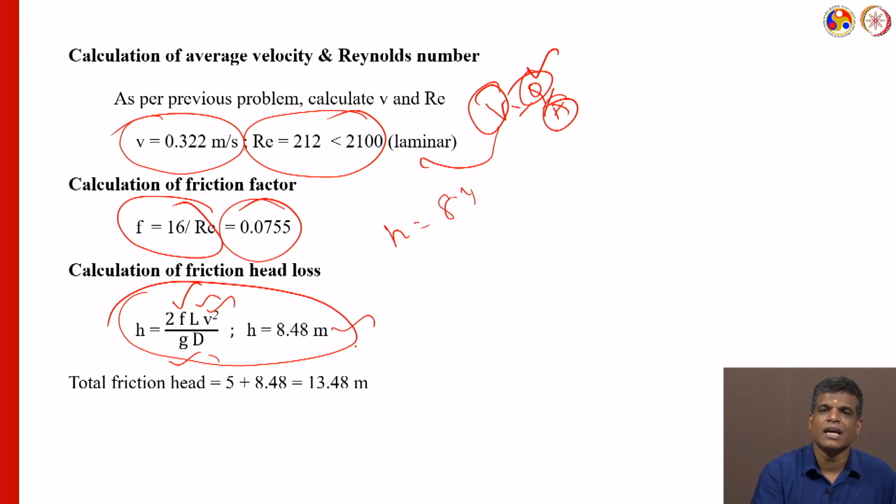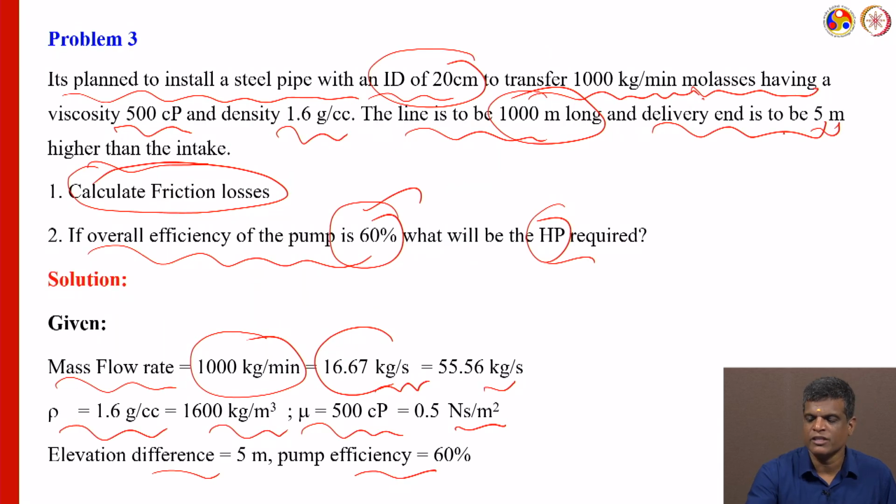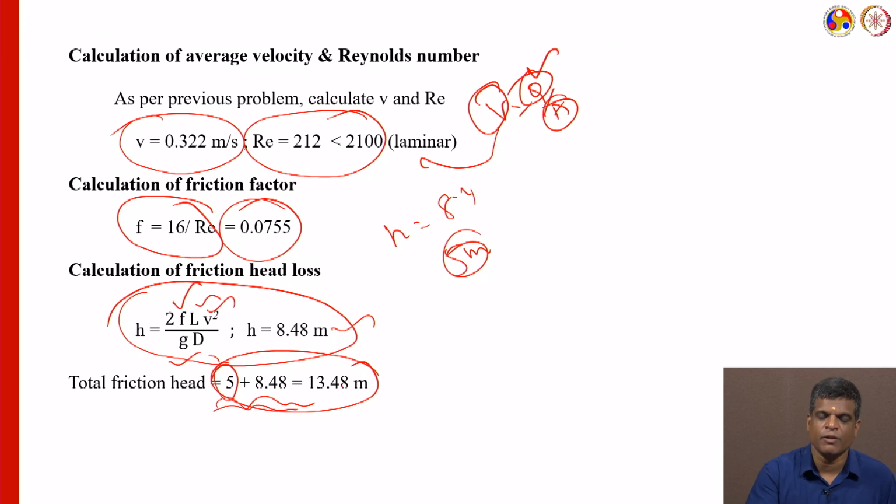Once height is done, we know already the elevation, because the elevation is 5 meter, as they mentioned in the problem. So the total friction head is 13.48 meter. I will go back: the plant installed a 20 centimeter diameter pipe, the mass rate is 1000 kg per minute, the centipoise is given, the density is given, and the length is given. The delivery end is 5 meter higher than the intake, so that is the only thing we are adding, the 5 meter. So the total head is 5 plus 13.48.